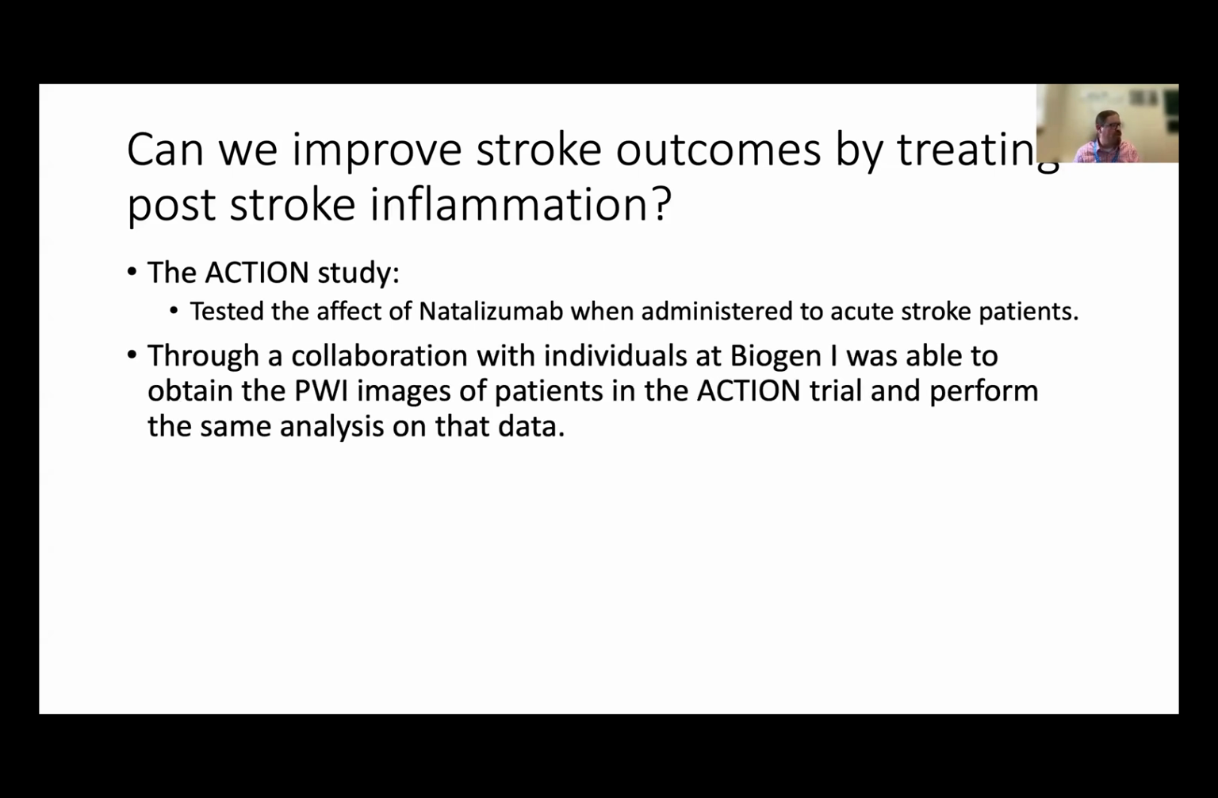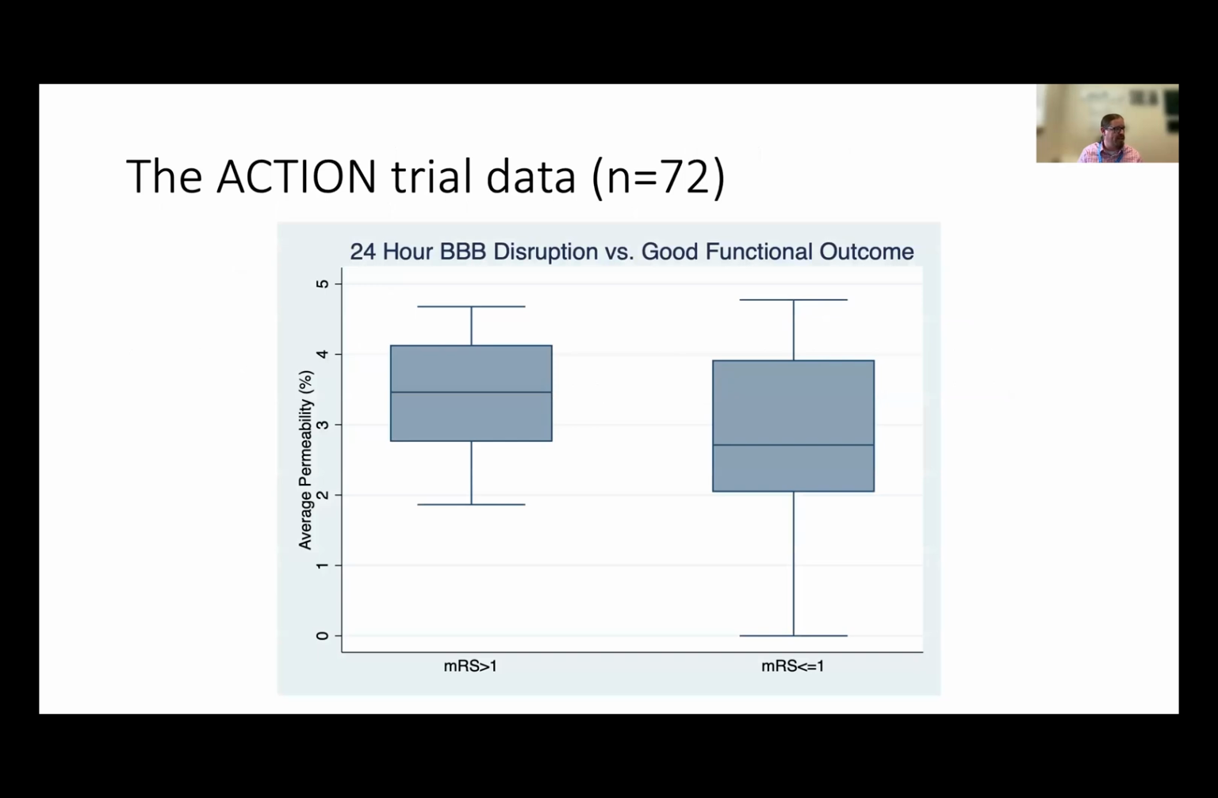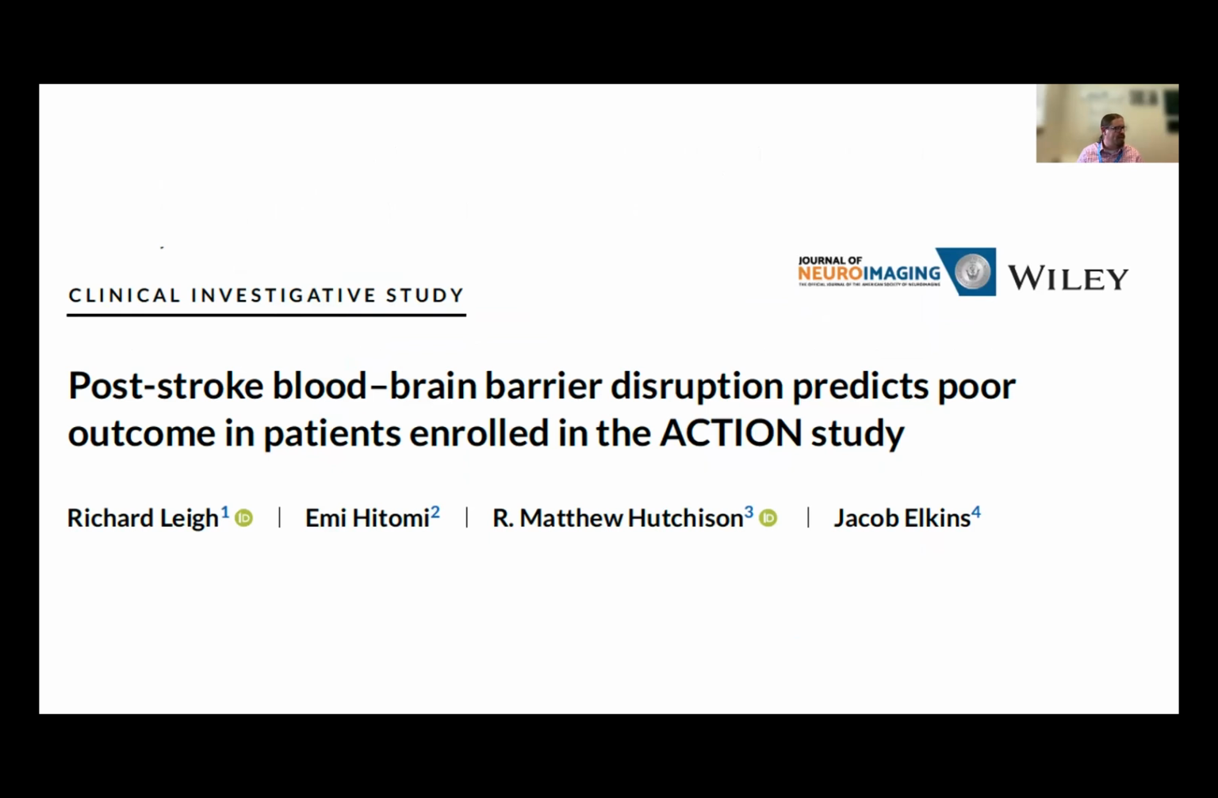But I was able to work with the people who did the studies at Biogen and perform a perfusion analysis of the patients in the trial. And basically, we were able to replicate what I just showed you from the NIH data, but in a clinical trial, and found essentially the same thing, where worse blood-brain barrier disruption was associated with worse functional outcome. We only could do it at the 24-hour time point, but the odds ratio and the p-value were almost identical. So it's sort of independent validation of this phenomenon, and this is the publication of that data.